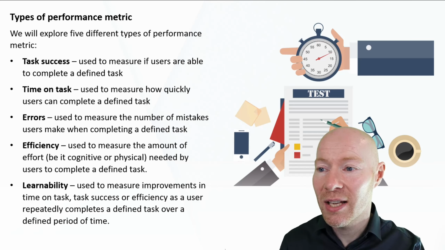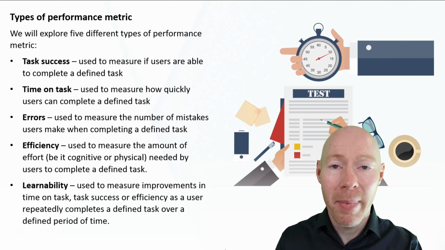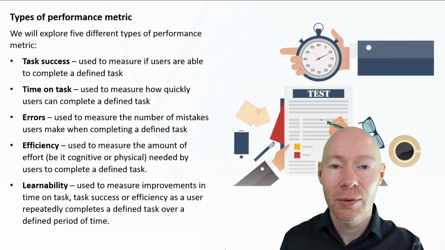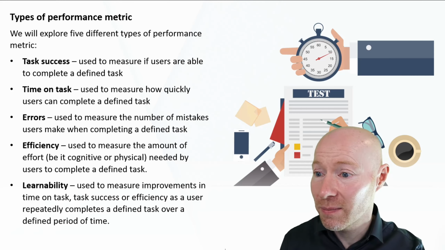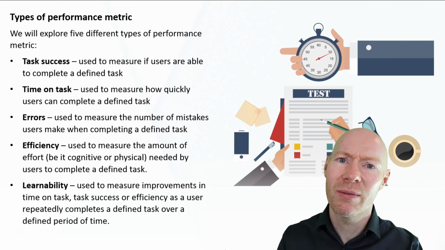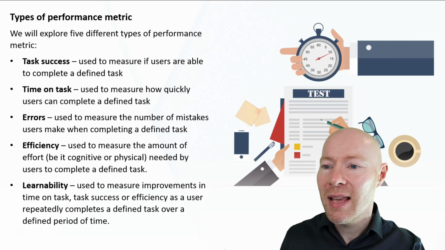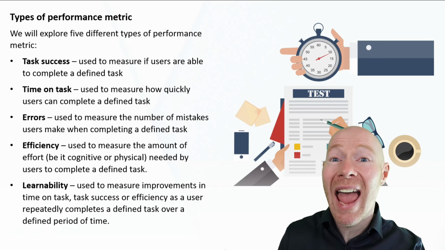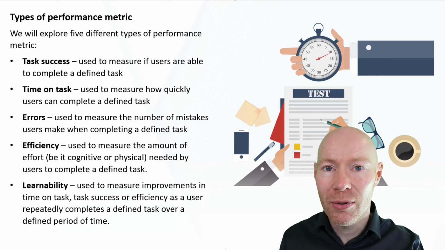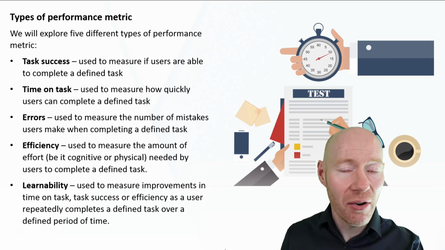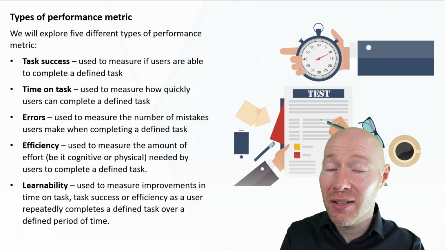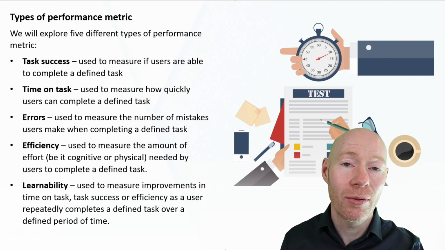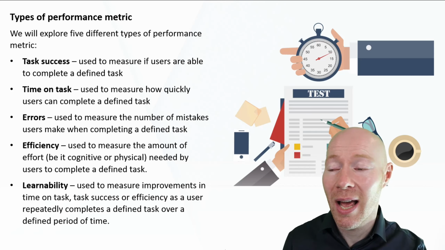Errors is the next aspect after that, where we measure or quantify or classify the number of errors that a user makes when completing a particular task. Efficiency, and we'll look at different ways we can measure that, but that's getting into metrics or ways of measuring the amount of effort that it took the user to complete a particular task. And generally speaking, we want to make things as efficient as possible and minimize the amount of effort that the user needs to complete their tasks.